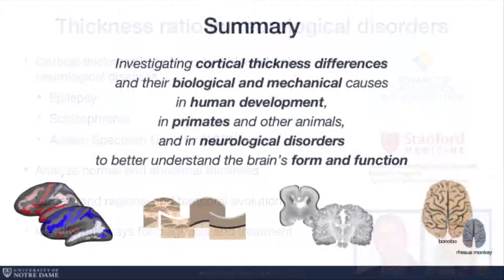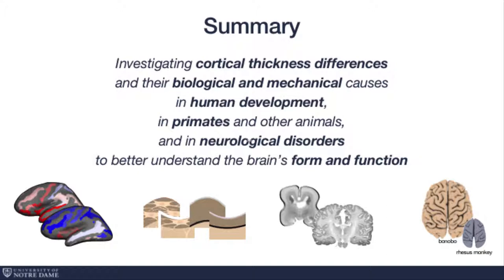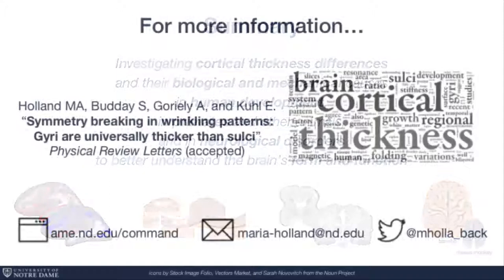So the summary is that basically in my work, we're investigating cortical thickness differences, trying to understand both their biological and mechanical causes during human development. And we're looking at this in primates and in other animals, neurological disorders. And the goal is to better understand the form and the function of the brain and how they work together.